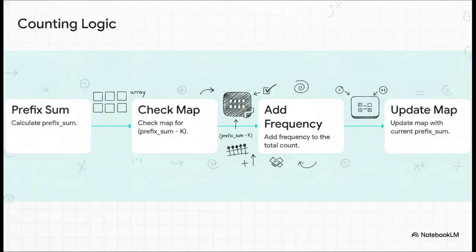Let's dry run this exact logic. 1. Calculate the prefix sum as usual. 2. Check the map for our required counterpart, which is the prefix sum minus K. But this time, if we find it, we don't just return true. 3. We look at the frequency value stored in the map, and we instantly add that frequency to our final tally. 4. Update the map with the current prefix sum. We do all of this in a single, elegant pass through the array. It is a real game changer.